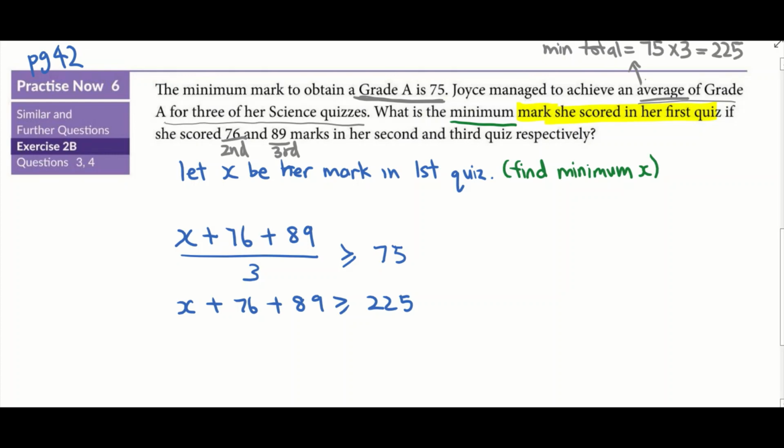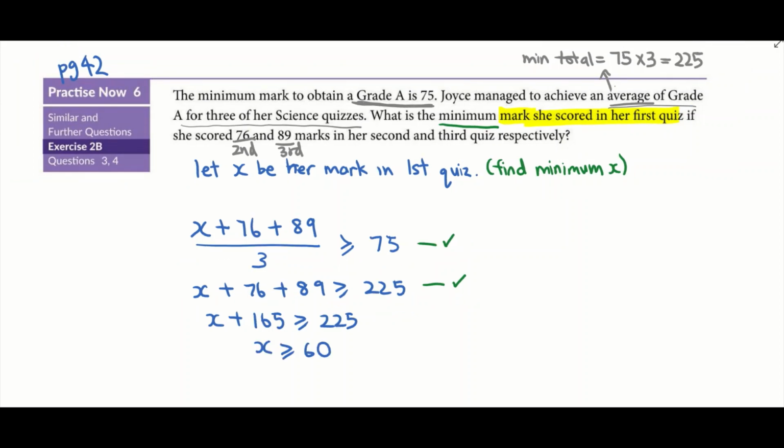And what I say is that you can either start from this or from this. Both are the same inequality. Now we just need to solve for X. Now we solve the inequality for X. Now you tell me what's the minimum X. Is how many marks? 60 marks.